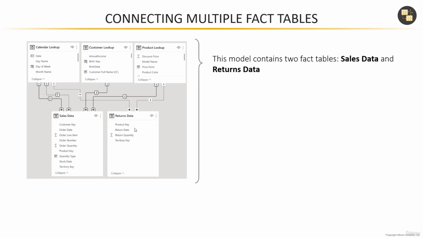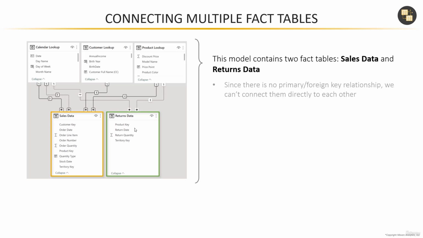In this case, we actually have two fact tables. We have the sales data table here in yellow, which contains transactional records. And now we have a new returns data table here in green that contains information about returns being made. And you may notice that there's no way to directly relate these two fact tables together. There's no primary foreign key relationship. There's no valid one-to-many cardinality because we have duplicate values for all of the foreign keys in these tables: product key, date, territory key, etc.